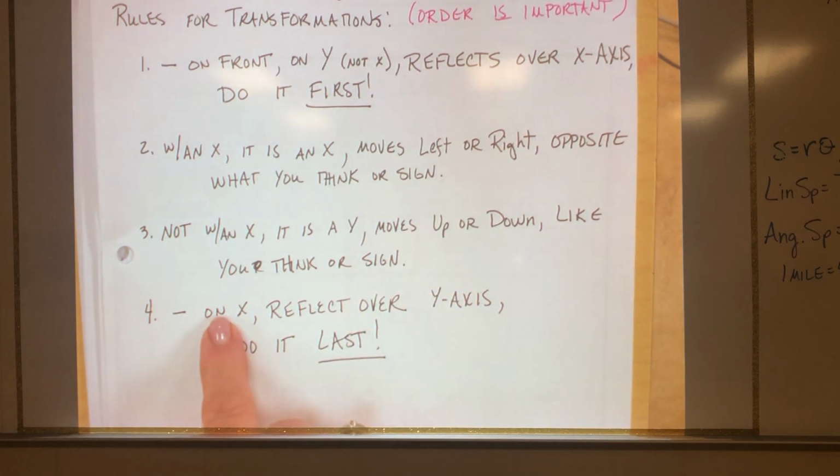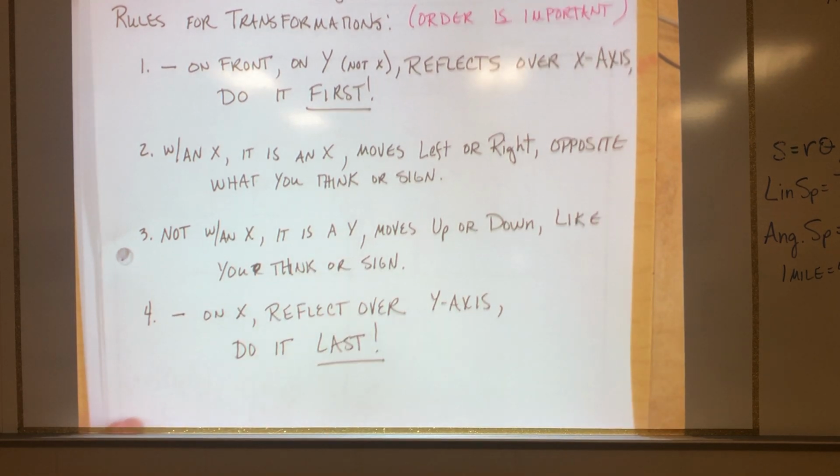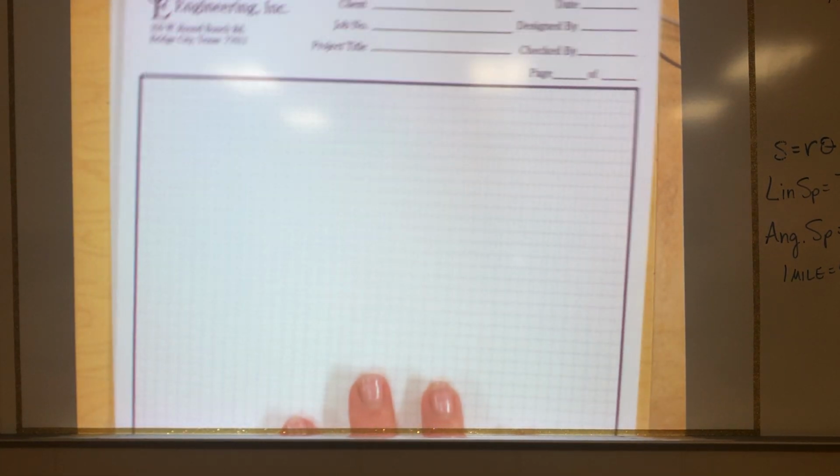If you have a negative on the X, this is going to be one of the most difficult skills. You are going to reflect it over the Y-axis, and you will do that last, okay, after you've done all the other transformations. Okay, so I'm going to teach this lesson today.